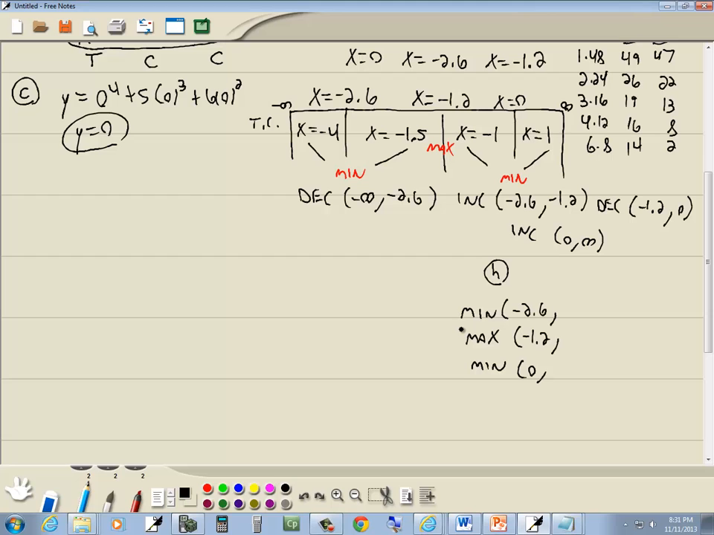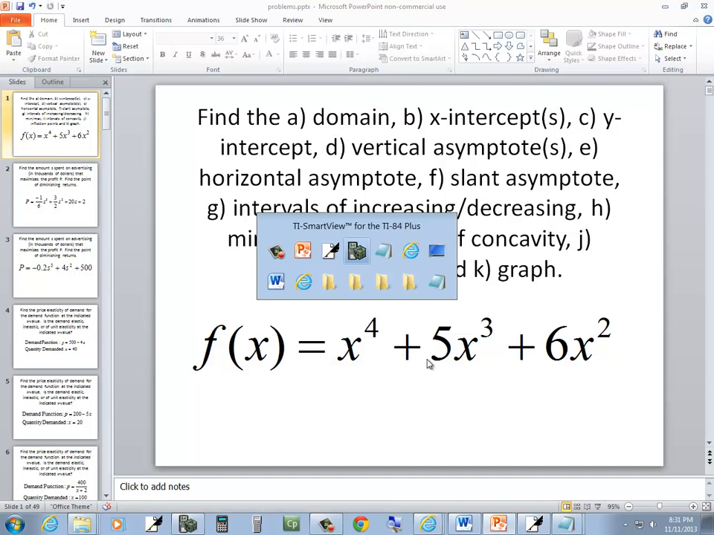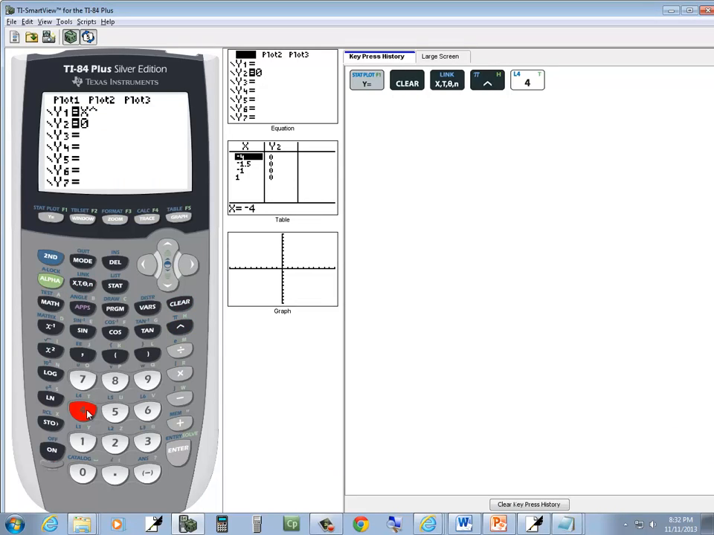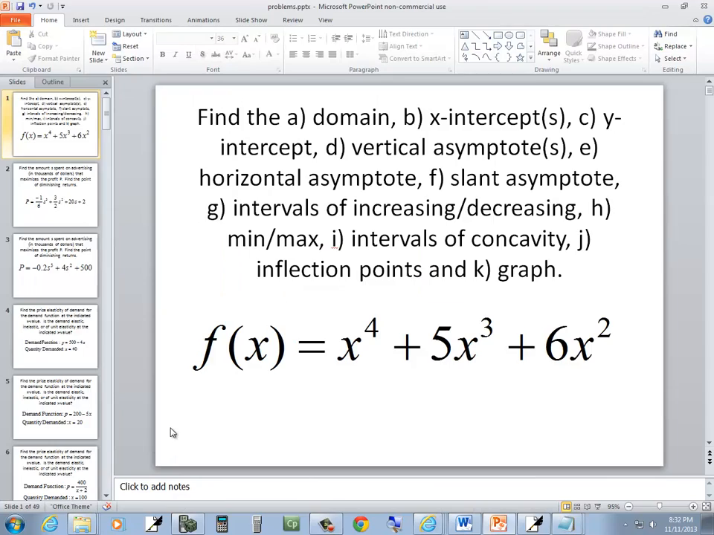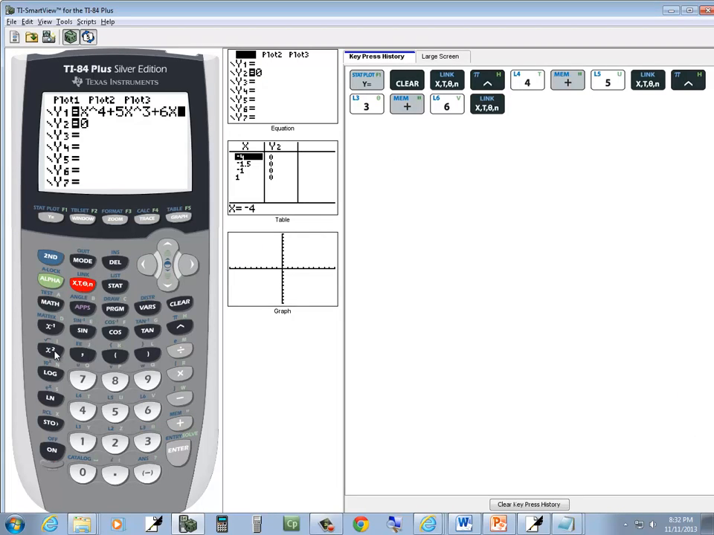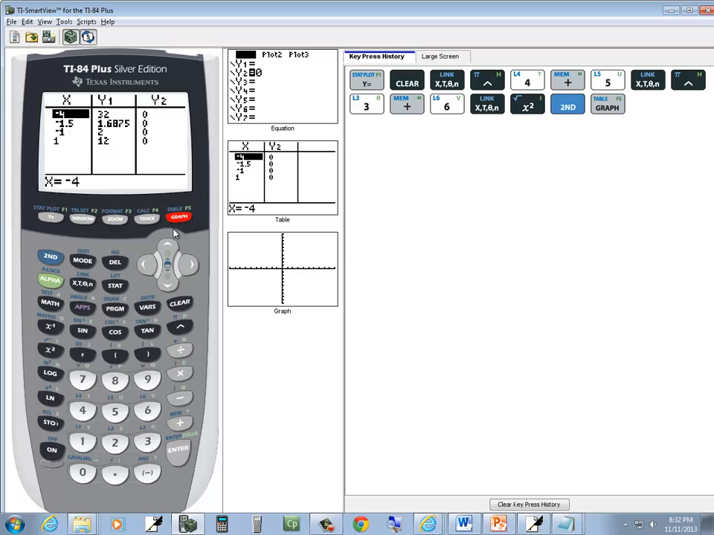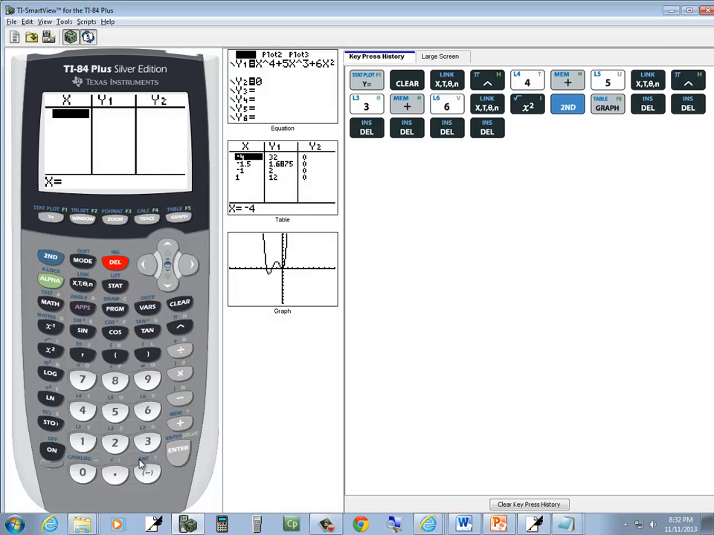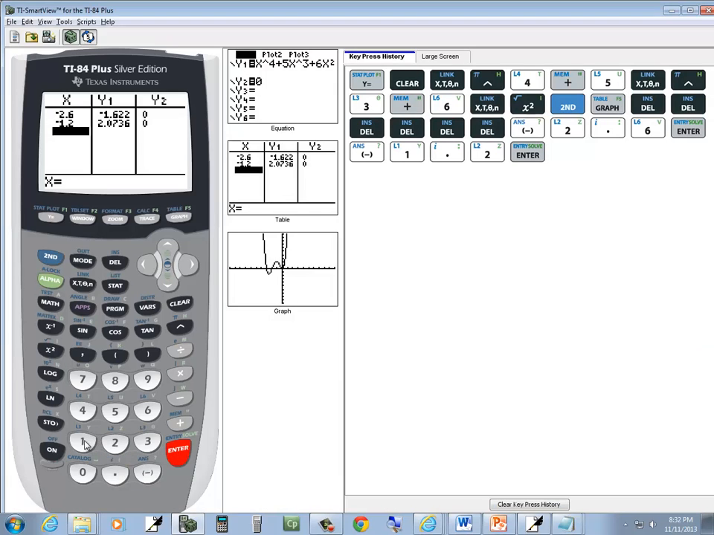Now we want to plug those back into our original function. This one right here. So let me go back to y equals. Press clear. And I got x to the 4, so x caret 4 plus 5x to the third plus 6x squared. Our calculator is already set up for a table, so I'll do second graph to go into the table. Press delete a few times to clean out those old ones. And we got negative 2.6. We got negative 1.2. And we got 0.